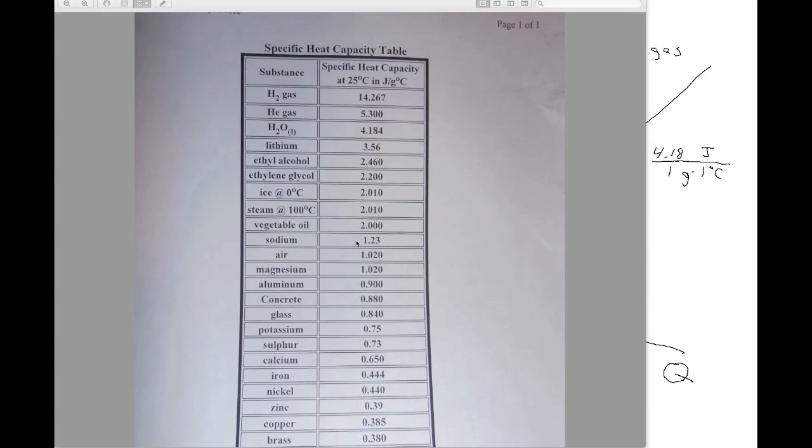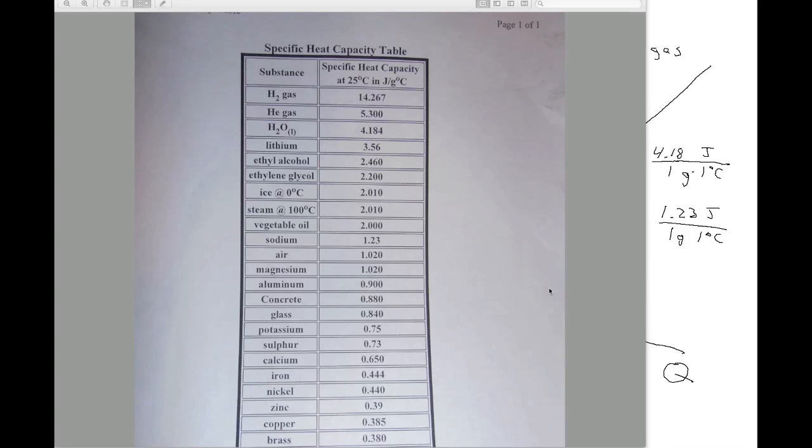So, for example, how would you interpret this number, this 1.23? For 1 gram of sodium, it would take 1.23 joules of heat to raise 1 gram of sodium 1 degree Celsius. Good. So, of all the substances in this table, which is the most difficult to raise the temperature? It would have to be hydrogen gas. Yeah, because that takes the most heat. So notice when the heat capacity is big, that means it's hard to raise the temperature. What does it mean for these things where the heat capacity is low? It's easier. Easy to raise the temperature. It doesn't take much heat.